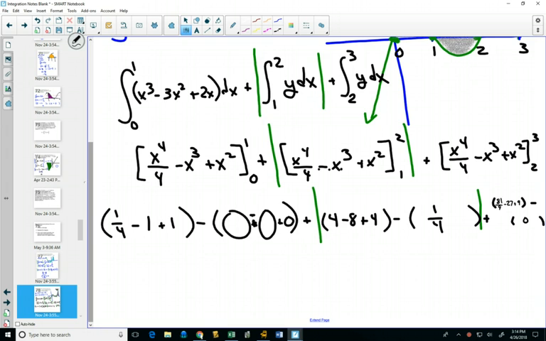So what are we left with? In the first part, we have 1/4, right? That's 0. 81 over 4 minus 27 plus 9. In the absolute value, and I'm going to keep the absolute values for now, that will all simplify to negative 1/4. And our final section, we have 81 over 4 minus 18, so plus 81 over 4 minus 18.